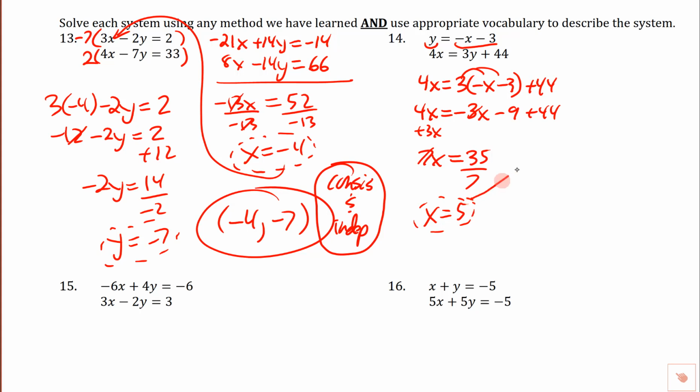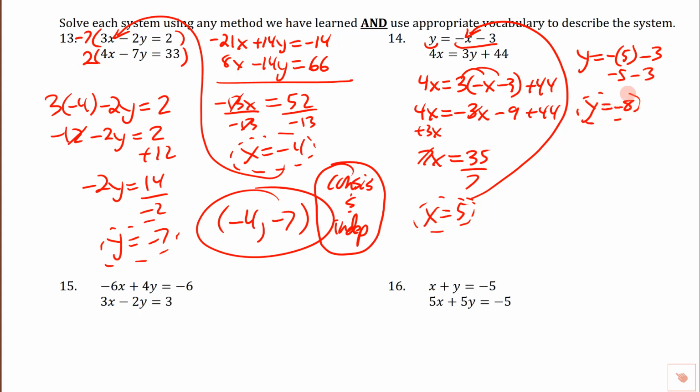And because we solved this using substitution, and we already know what x is, we can just put that right there. So we get y equals negative. Now I'm going to put that in parentheses. So this is a 5 minus a 3. We've got a negative in front of the 5, so of course that's negative 5 minus 3. So we get y equals negative 8.